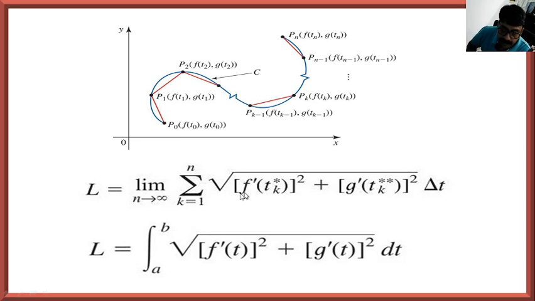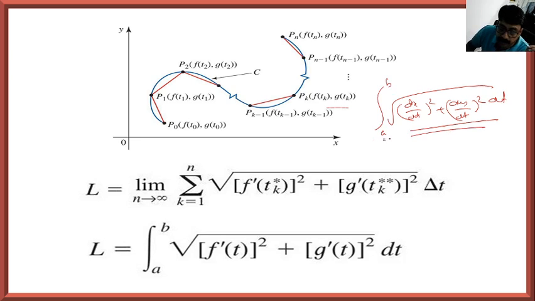According to Riemann theory, this sum is called a Riemann sum, and this Riemann sum tends to an integral of this type. It's called a Riemann integral: integral a to b root of f dash t square plus g dash t square dt. And this is the formula that we are using for finding the length of a smooth curve. This f dash t square is nothing but dx by dt, you can write. So root of dx by dt the whole square plus dy by dt the whole square, integral a to b dt. And this formula is used for finding the length of a smooth curve if it is given in parametric form.